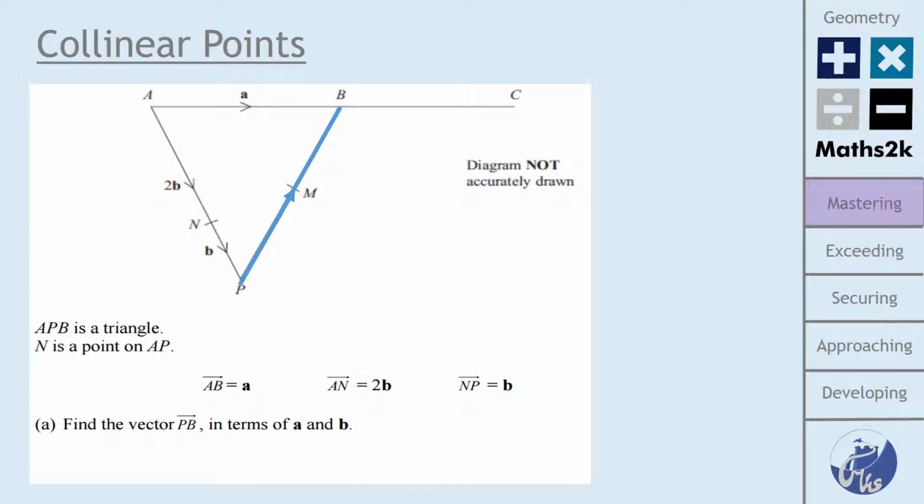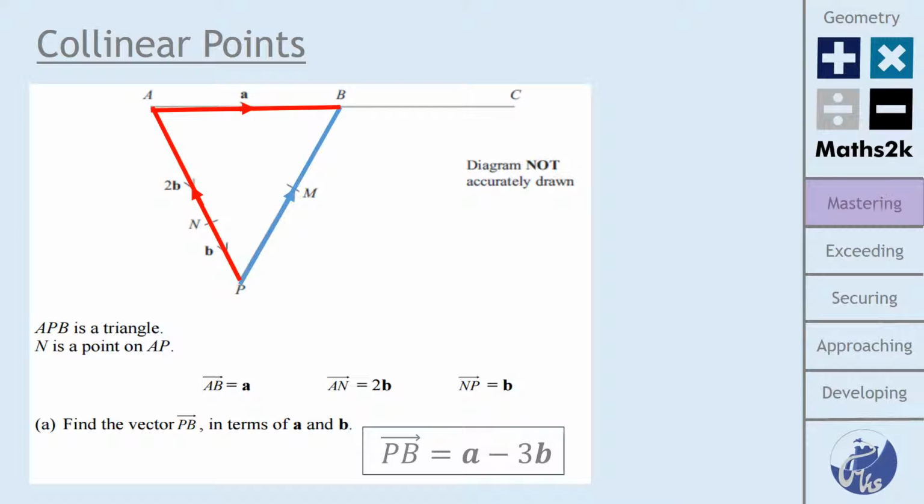So much like before, we have this vector that we want to find. We look for a different route, and so in this case I'd go from P to A to B, and then this would give me my final answer. Now it's usual in a two-part question on this that you'd want to actually use your part A answer again in the next part. So I'm going to be keeping this for the next bit of the problem.